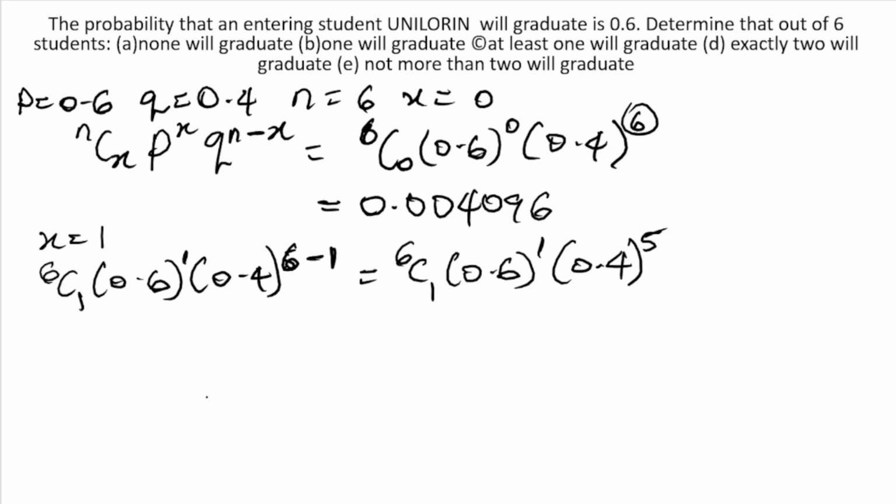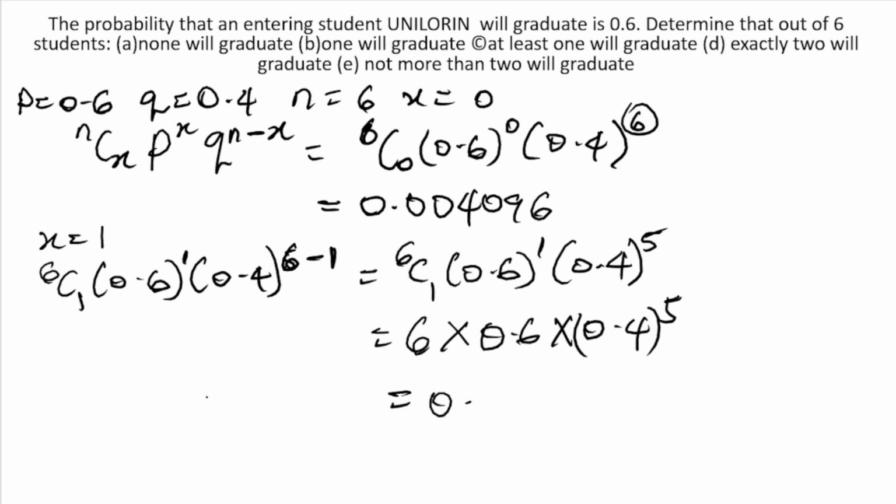Okay, so now looking at this, 6 combination 1 is 6 multiplied by 0.6 multiplied by 0.4 raised to the power of 5. Multiplying all these will give us 0.03686. Okay, so this is the final answer to this particular problem.